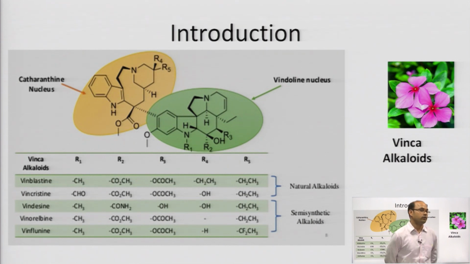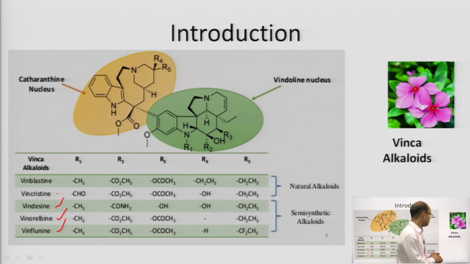In the image, you can see that it is a group of alkaloids which contains a number of alkaloids. We have vinblastine and vincristine. They are the naturally occurring Vinca alkaloids, and because of the increased demand for this drug, certain synthetic derivatives are also prepared by the industries for mass level production of the Vinca alkaloids. The semi-synthetic derivatives of Vinca alkaloids are vindesine, vinorelbine and vinflunine.